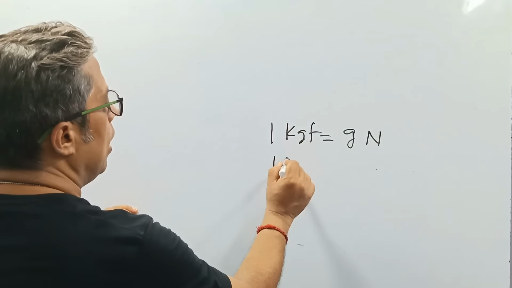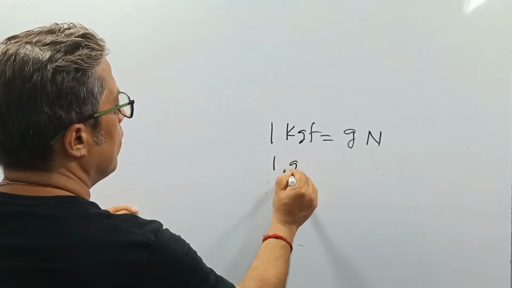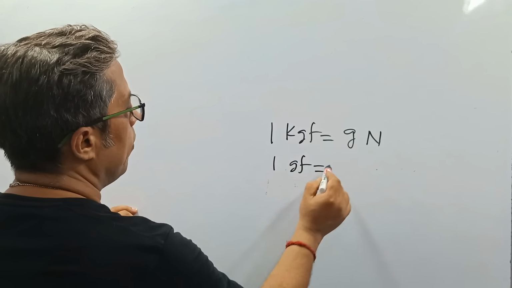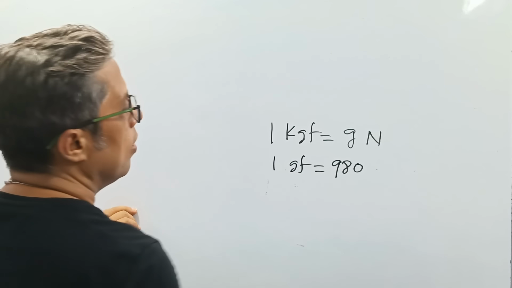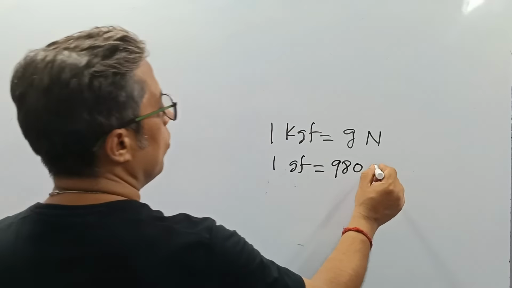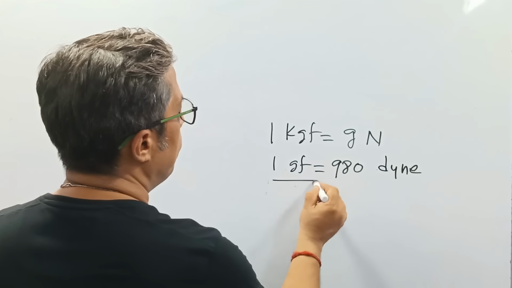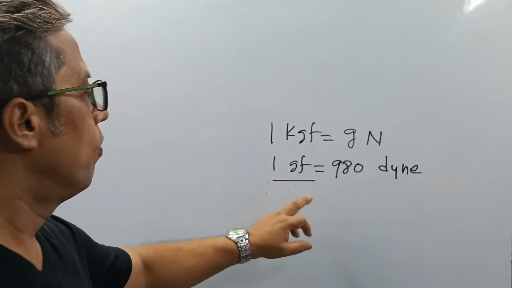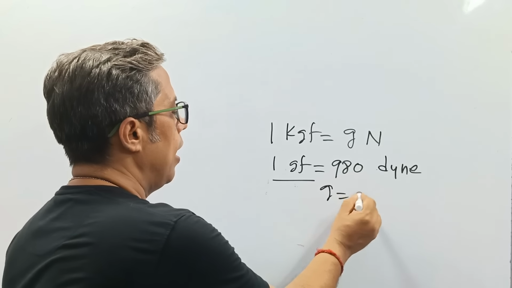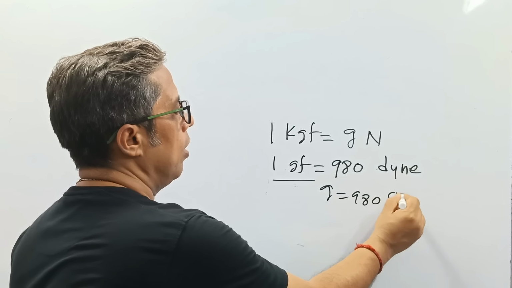Now 1 gf means, in CGS unit, the acceleration value is 980 centimeter per second square. So 1 gf means 980 dyne. Okay. So gf represents the CGS unit, where g is 980 centimeter per second square.